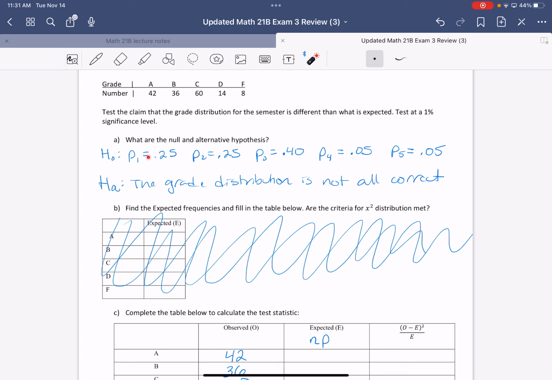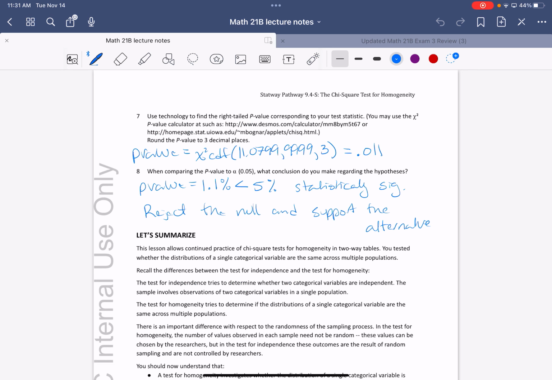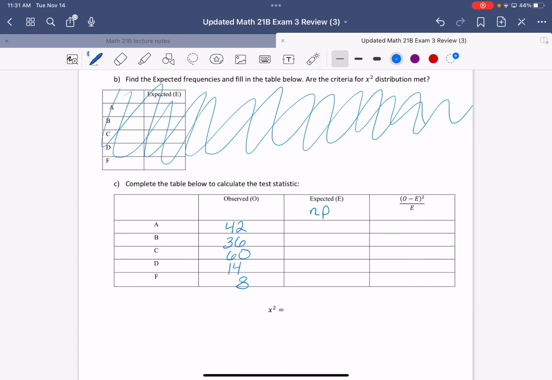So your P for A is 0.25. P for B is 0.25. P for C is 0.40, and so on. So let's do it out. Okay, so for the A's, 160 times P. The P for A, we said, is 0.25. Doing that math will give you 40.